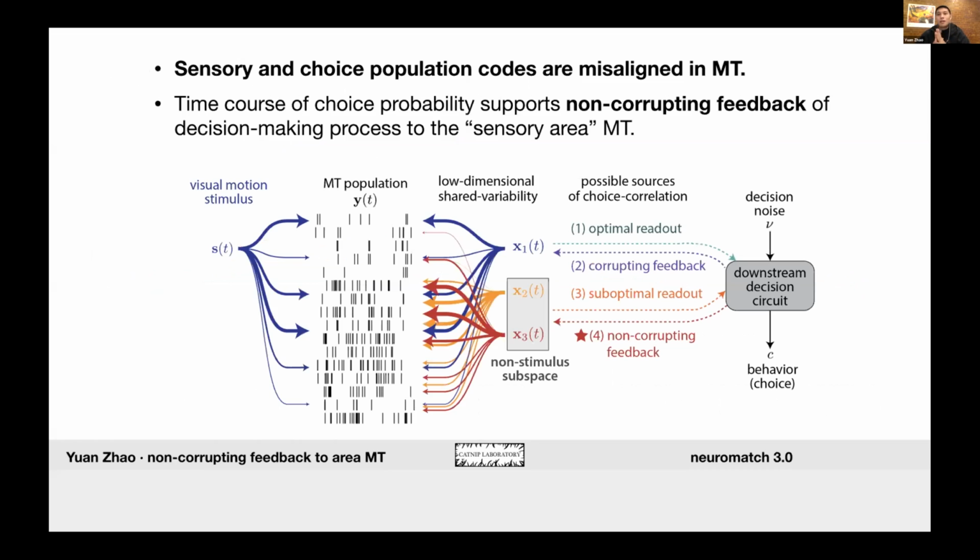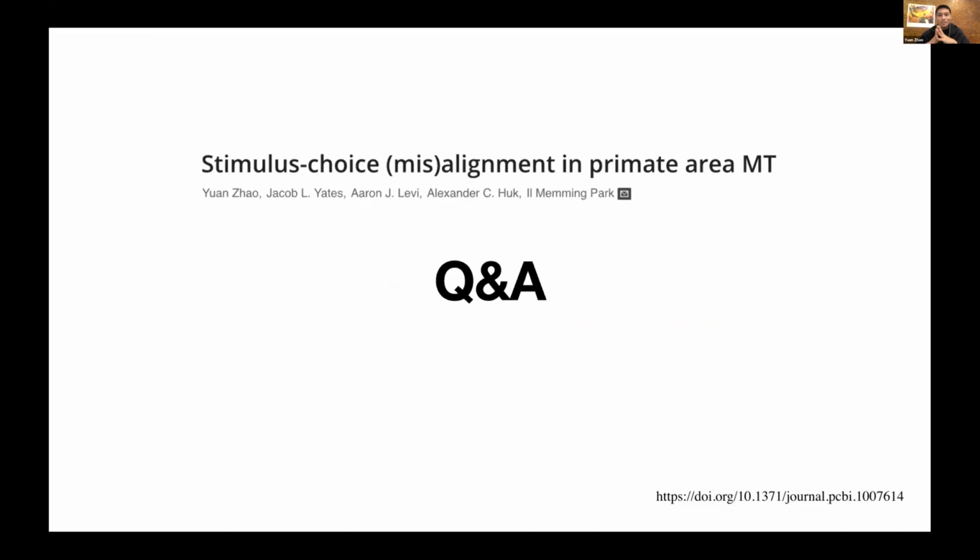So to summarize, in this study, we found that the sensory and choice population codes are misaligned in MT, and the time course of choice probability supports non-corrupting feedback of the decision-making process to the sensory area MT. And this concludes my talk. Thank you, and questions are welcome.